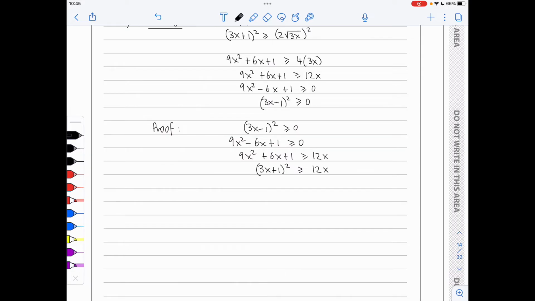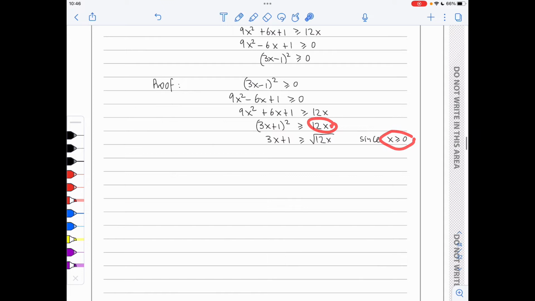I will now take the square root and get 3x plus 1 greater than or equal to the square root of 12x, since x is greater than or equal to 0. So I know for sure that because x is not negative, when I take the square root of 12x, I'm not taking the square root of a negative number. And therefore, this allows me to conclude that 3x plus 1 is greater than or equal to 2 root 3x as required.